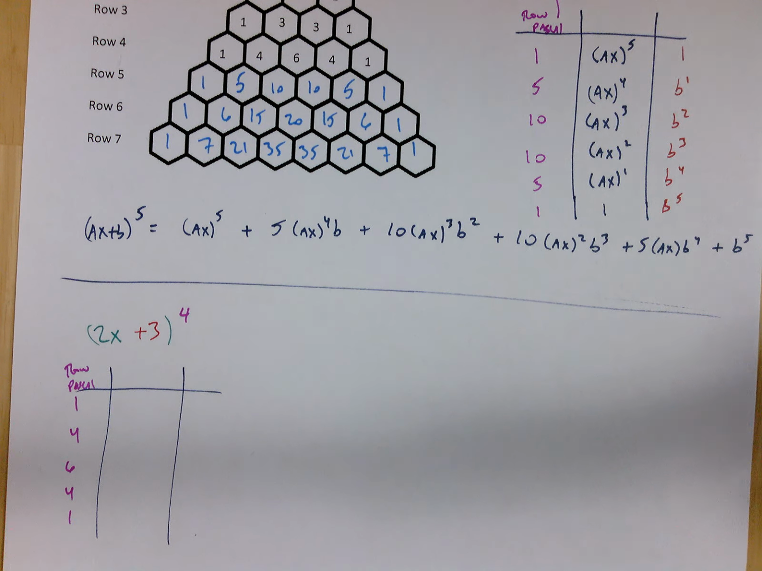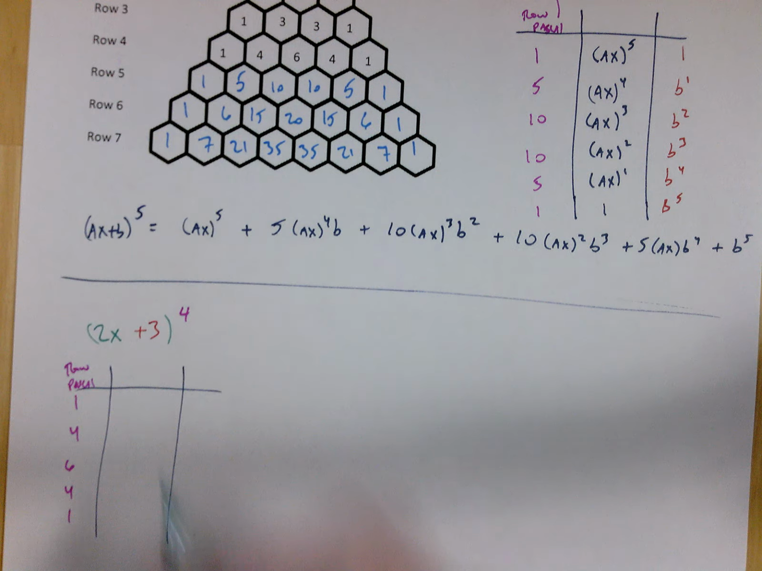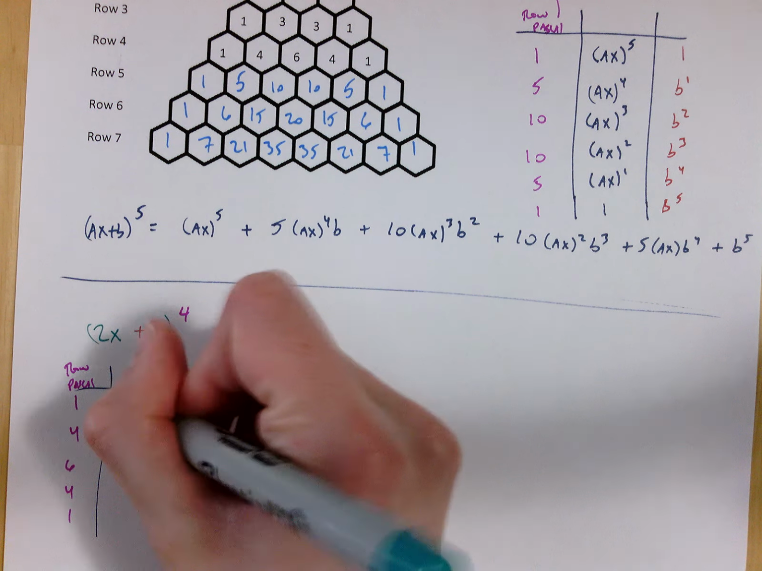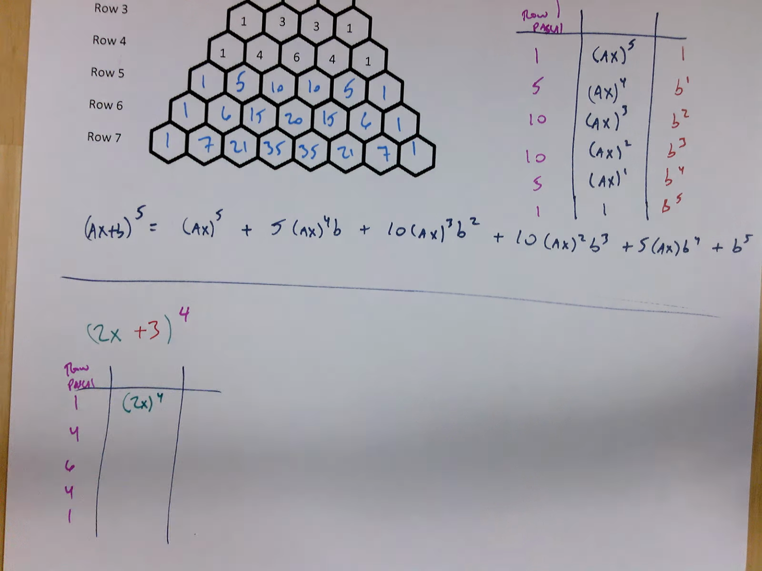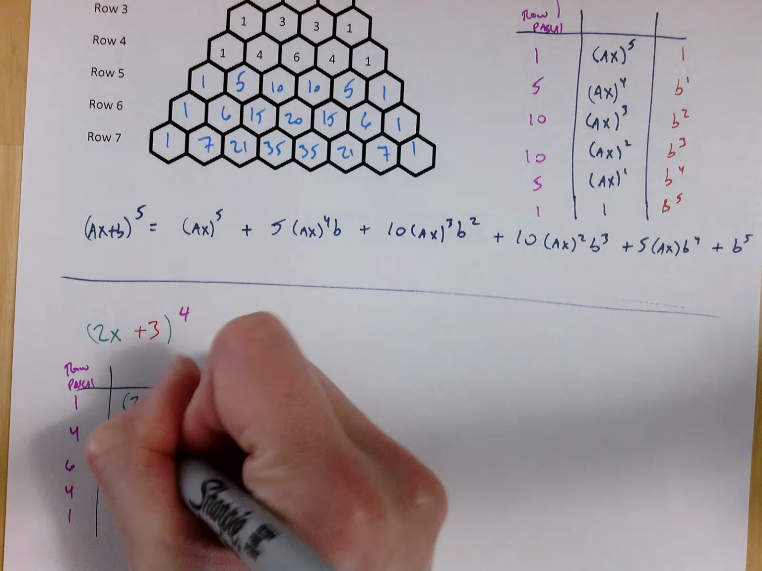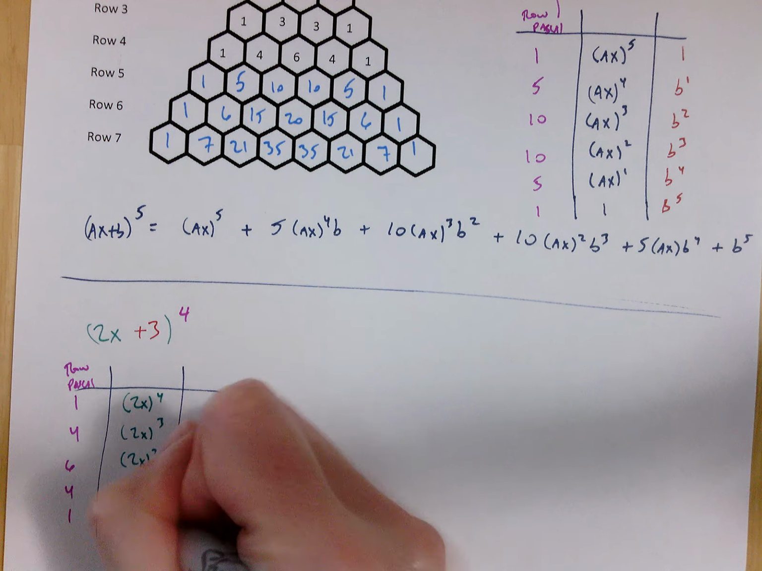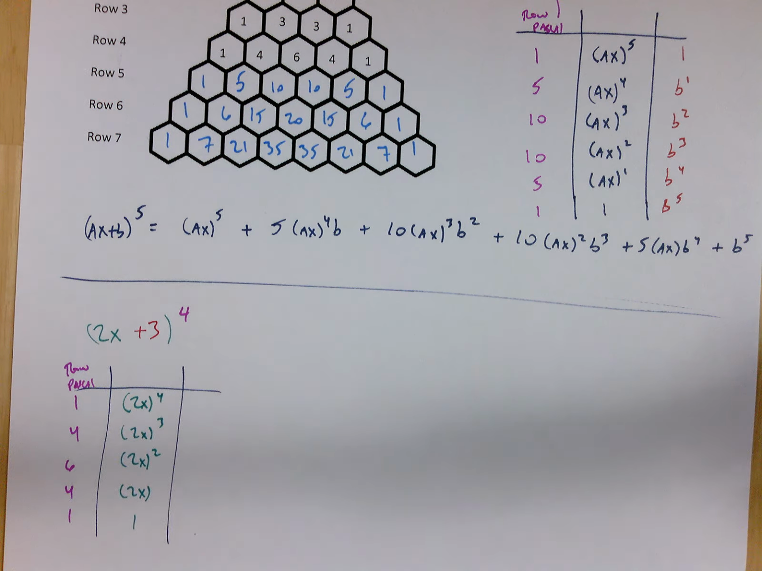Okay, so then I'm going to simplify this. Now this column is the first term, so 2x raised to a matching power. So 2x raised to the 4th power, and then 2x raised to the 3rd, and then 2x squared, and then 2x to the 1st, which is just 2x, and then 1.